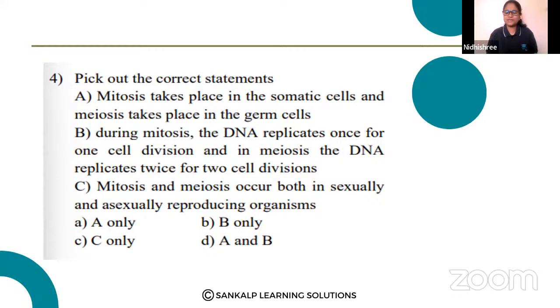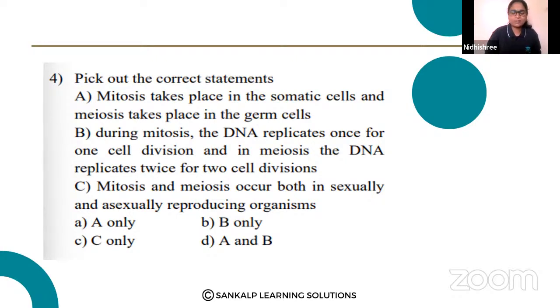So here, mitosis takes place in somatic cells, that is, non-reproductive cells. Meiosis takes place in the germ cells. That is a right statement, so A is a right statement. When we come to B, during mitosis, the DNA replicates once for one cell division. That is true. But meiosis is divided into meiosis 1 and meiosis 2. In meiosis 1 you can see DNA replication, but there is no DNA replication in prophase 2 of meiosis 2. That is why it is called reductional cell division.